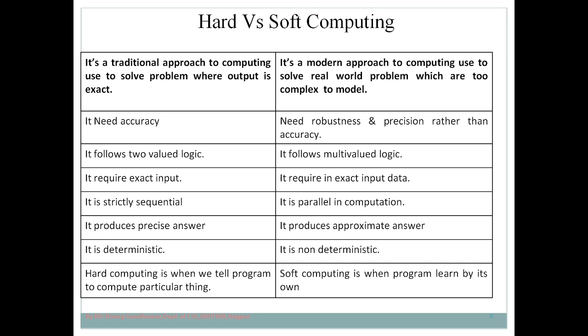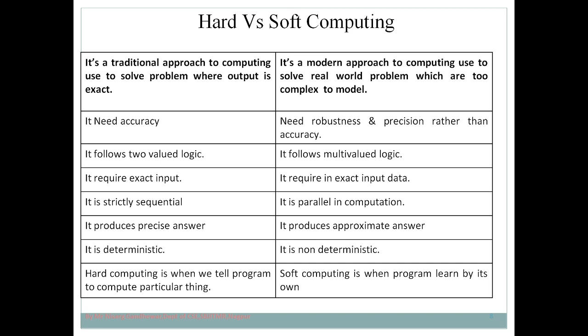Then hard computing follows two-value logic. Two-value logic means Boolean logic, whereas soft computing follows multi-value logic, which means fuzzy logic. Hard computing requires exact input, whereas soft computing accepts inexact input. Hard computing is strictly sequential in nature, whereas soft computing is parallel in computation. Why is it parallel in computation? Because it makes use of ANN.